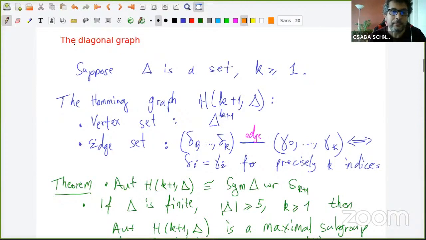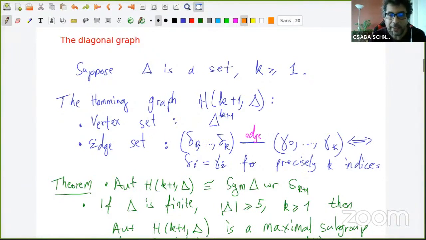So let's start with the definition of the diagonal graph. The diagonal graph can be defined using a Hamming graph, so in fact, we are going to start with the definition of the Hamming graph. We take a set Delta, and k is a number which is going to be at least 1. We will construct this Hamming graph, which we are going to call H(k+1, Delta). The vertex set of this Hamming graph is the Cartesian product of k+1 copies of Delta, Delta to the k+1.